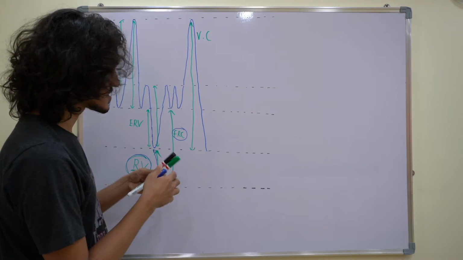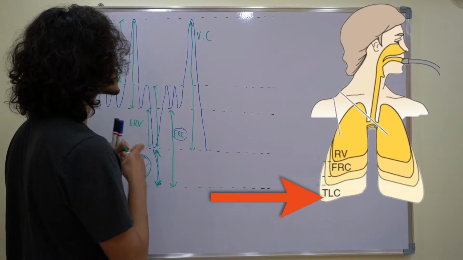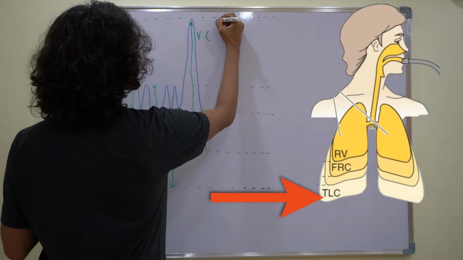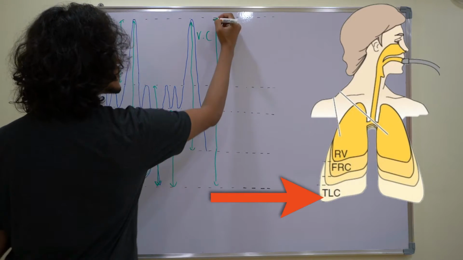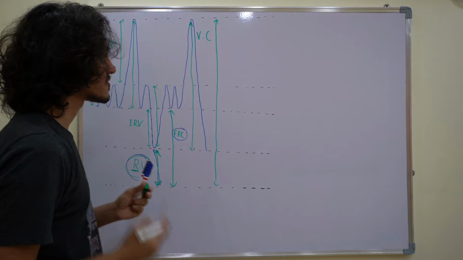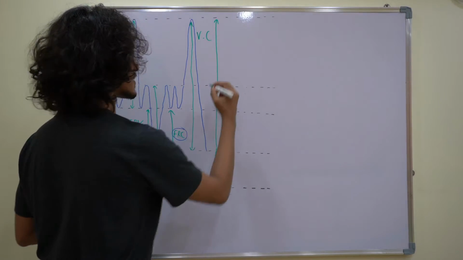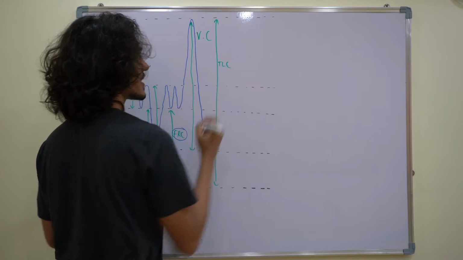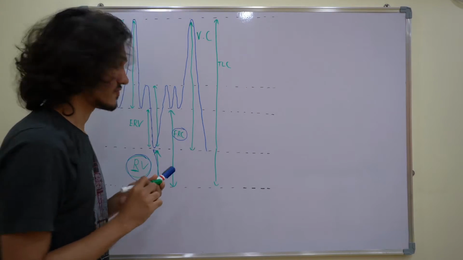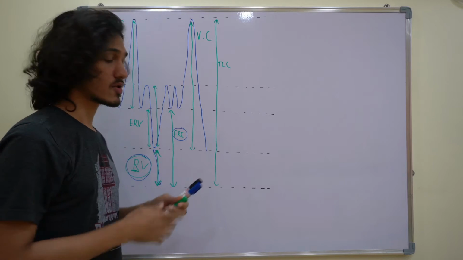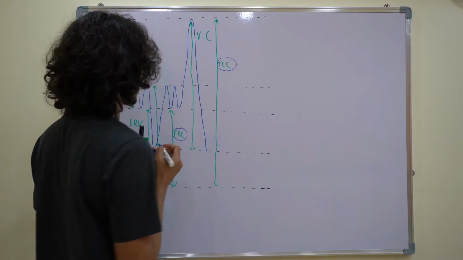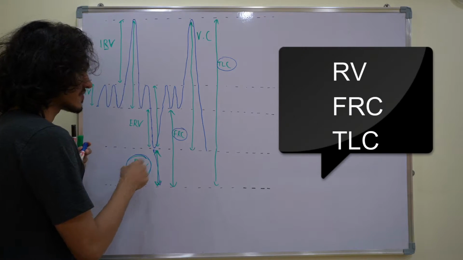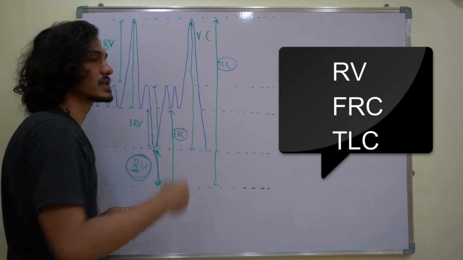Another thing that is needed is your total lung capacity. This is vital capacity plus your residual volume. So this is the total amount of volume inside the lung. This is the total lung capacity. Can you measure that? Without residual volume, you cannot measure that. So that is the third thing that cannot be measured using this method. So we have the residual volume, the functional residual capacity, and the total lung capacity.